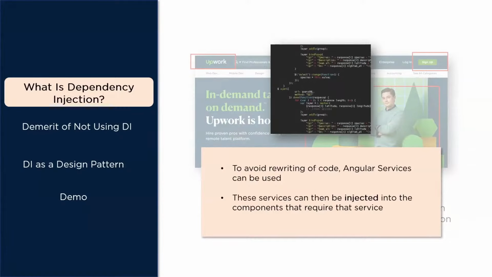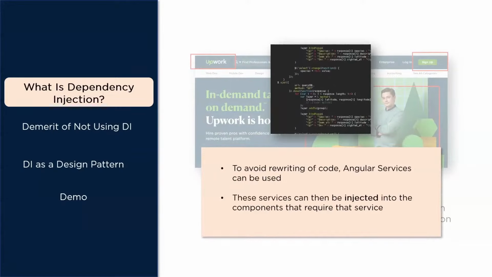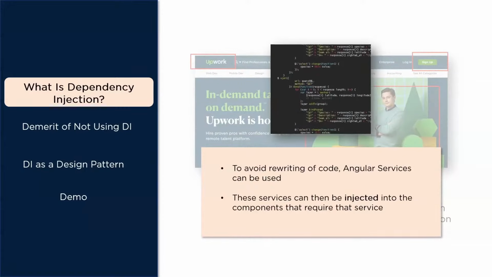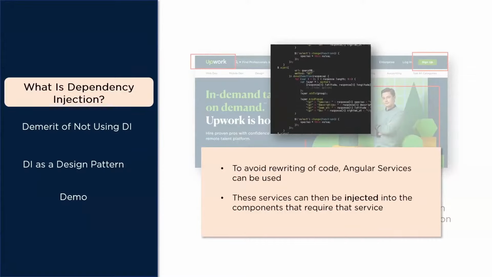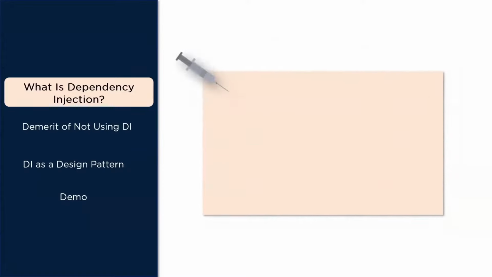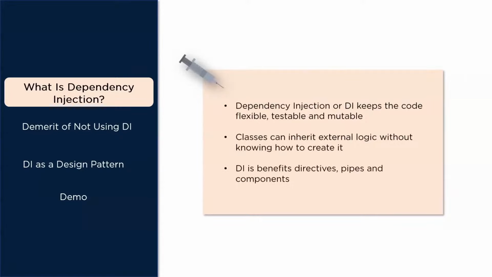Now to give you a better example, consider two classes A and B. Let's assume that A uses the objects of class B, and normally in object-oriented programming, an instance of class B is created so that A can access its objects. But using dependency injection, we move the creation and binding of dependent objects outside of the class that depends on them. So dependency injection or DI keeps the code more flexible, testable, and mutable. Also, classes can inherit external logic without having to create it on their own. And lastly, DI benefits directives, pipes, and components.